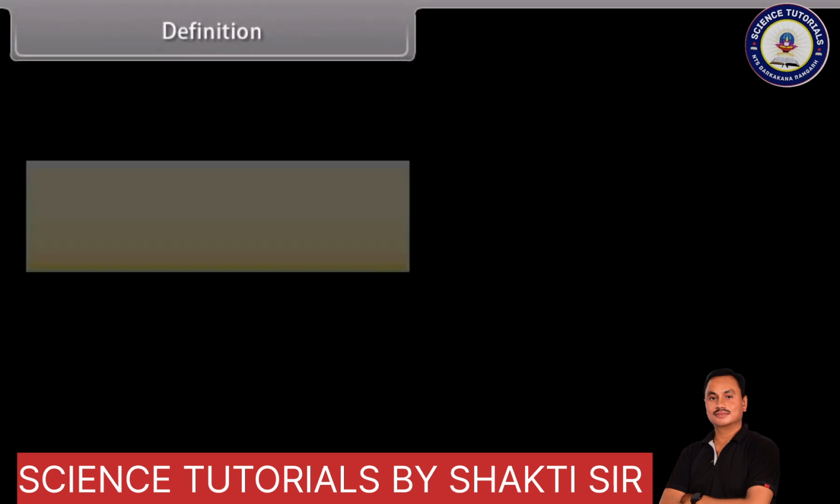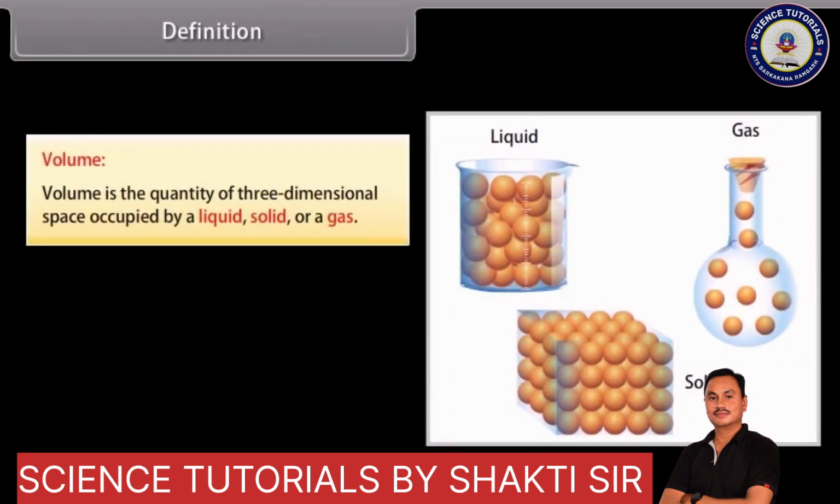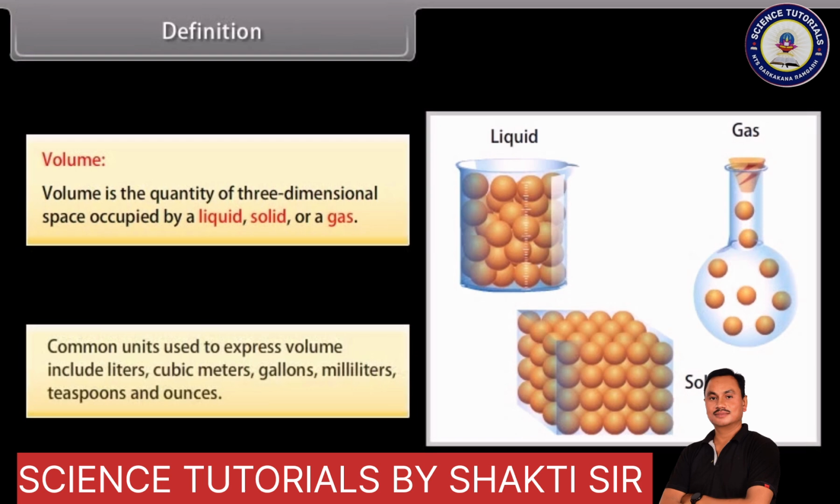Definition. Volume is the quantity of three-dimensional space occupied by liquid, solid, or a gas. Common units used to express volume include liters, cubic meters, gallons, milliliters, teaspoons, and ounces.